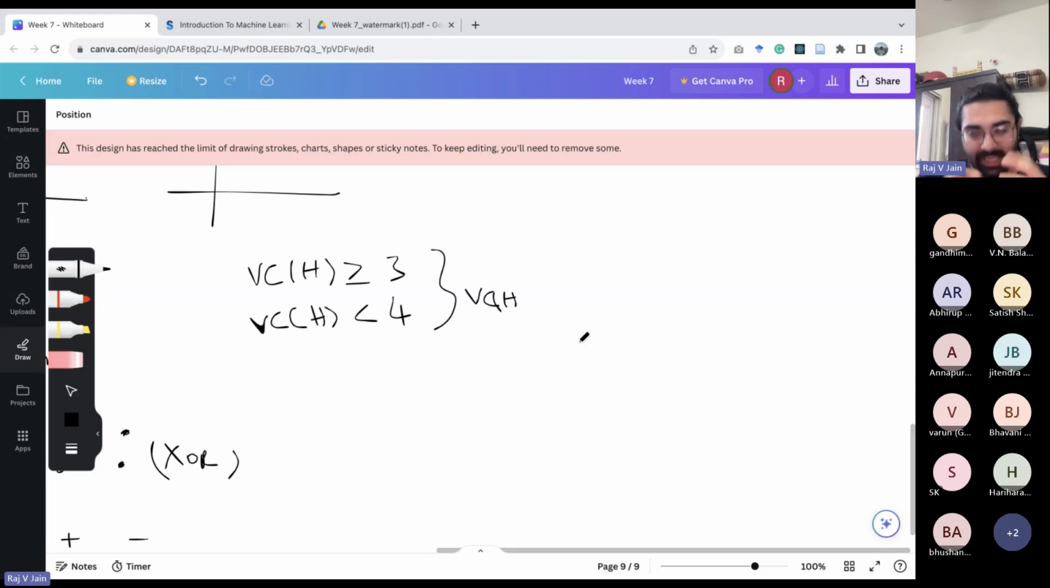See, the point is, something not existing doesn't mean it's the evidence of its absence. That's how you should think about it, if I'm not wrong. So VC of H less than 4 is right, but you also need to prove that VC of H is greater than or equal to 3. Because it'll tell, okay, 3 points, yes, I've checked for 3 points. 3 points it can classify. I've checked for 4 points. It cannot classify. Therefore, VC of H is 3.